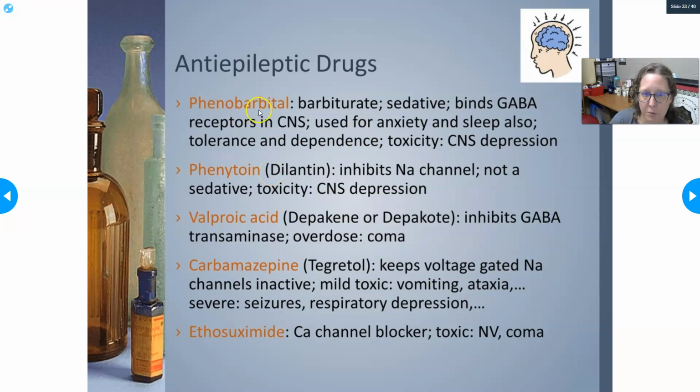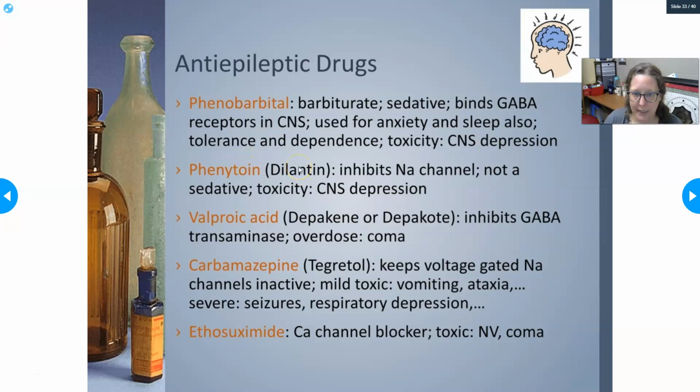Okay, so let's start. We have phenobarbital is a barbiturate. It is a sedative. It binds GABA receptors in the brain, central nervous system here. It is used for anxiety and sleep also. It can develop tolerance and dependence. And when there's toxicity, there's central nervous system depression, meaning it can go into a coma.